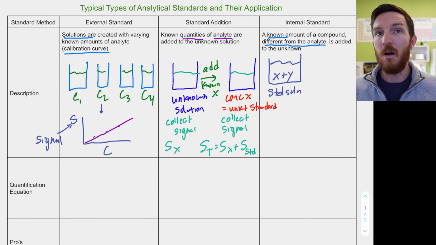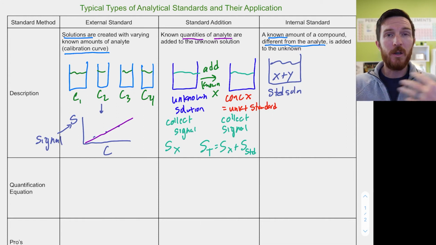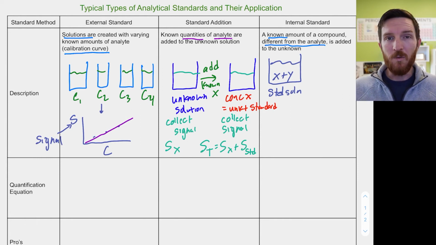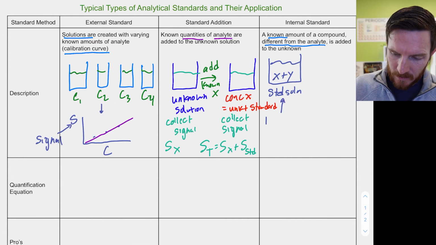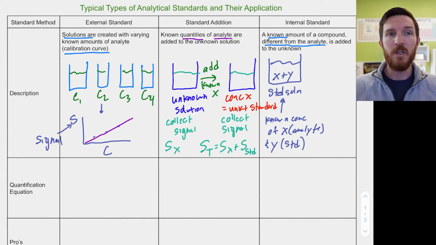And so X is our analyte, Y is the known, the other thing that we want to compare it to. It's a different compound. We want it to be maybe similar to it. If we're looking at chromatograms, we want it to have a maybe not overlapping, but similar retention time that we'd see there. But now this standard contains a known concentration of X, our analyte, and Y, our internal standard, in the solution.